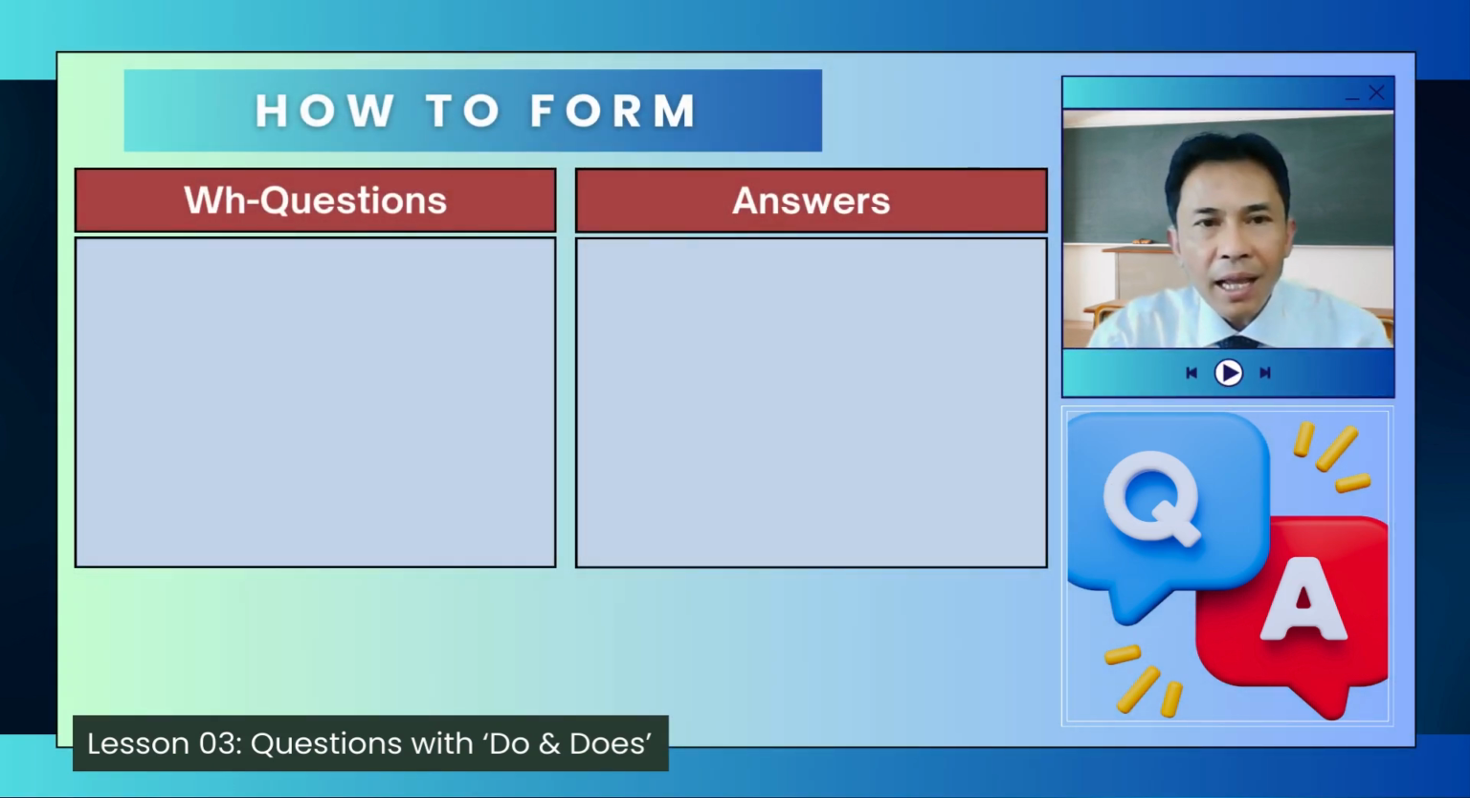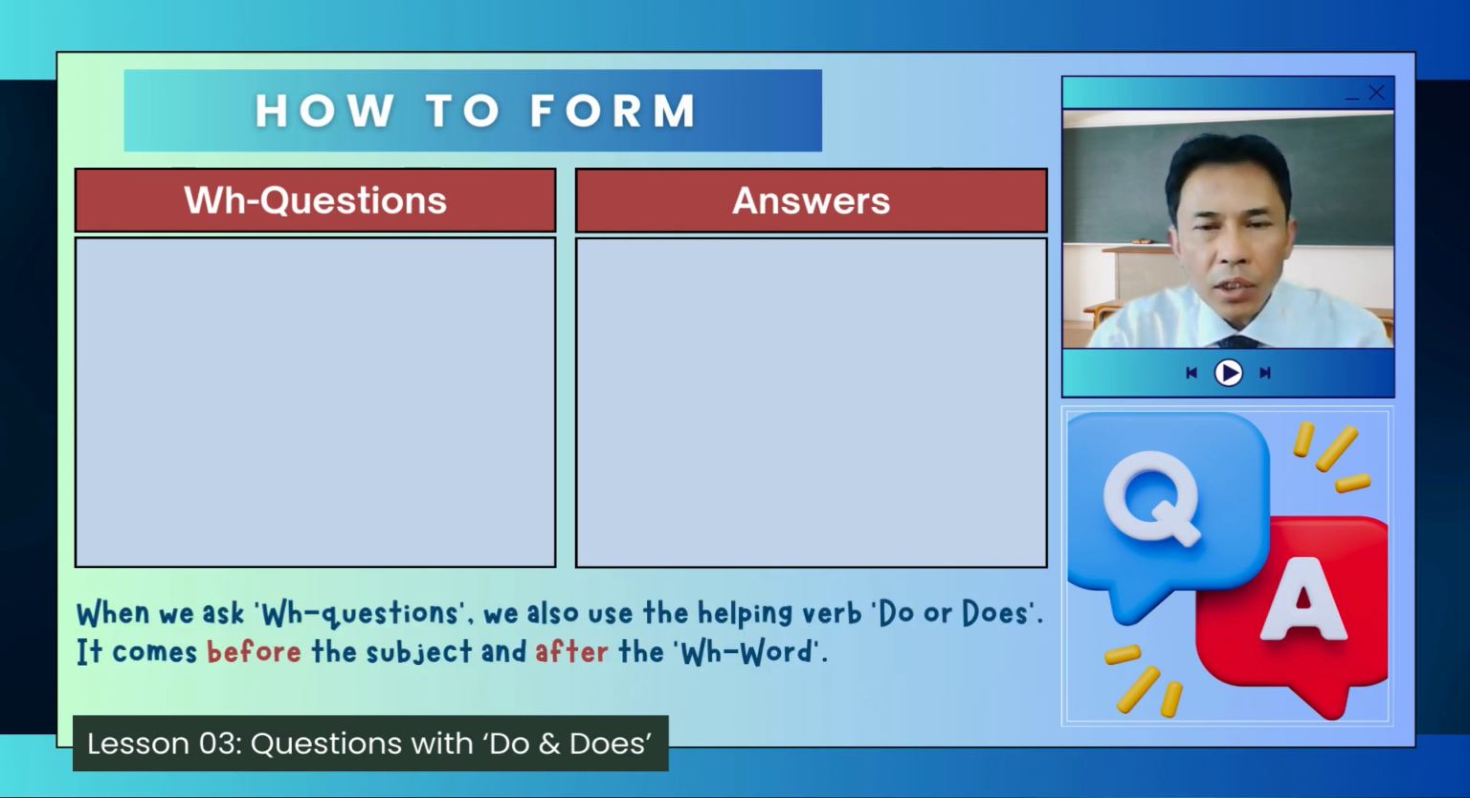Now, let's look at how to form the WH questions. When we ask the WH questions, we also use the helping verb do or does. It comes before the subject I, you, we, they, he, she, it, and after the WH word. So let's look at this chart here. For example, what do you like? What do we like?